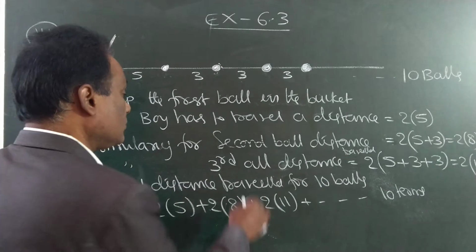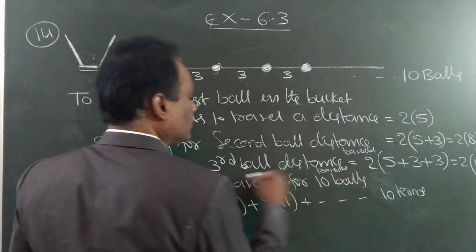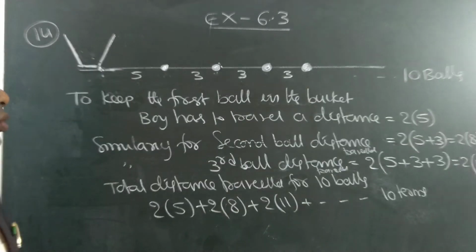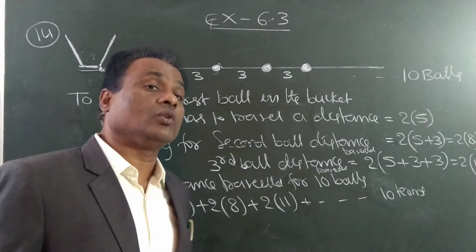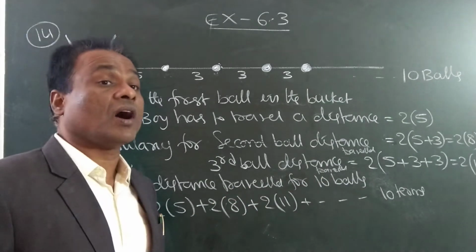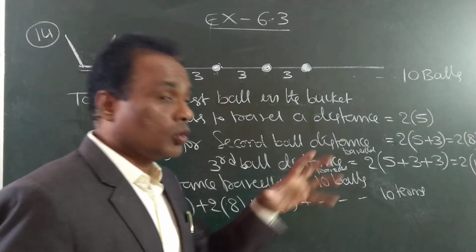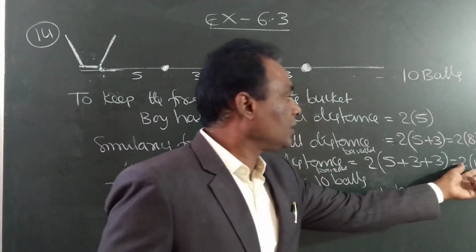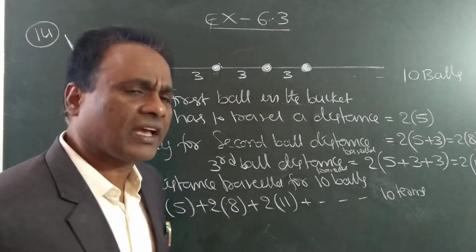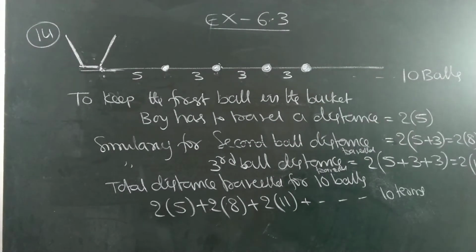Third ball, distance traveled is equal to 2 into 5 plus 3 plus 3, that is 2 into 11. And so on. Total distance traveled for 10 balls: first ball 2 into 5, second ball 2 into 8. To pick up the third ball and place it in the bucket, 2 into 11 distance. Like that 10 times he has to travel. Write down, students. We have to add this, simple addition. But we are not adding as it is, we will use the formula.